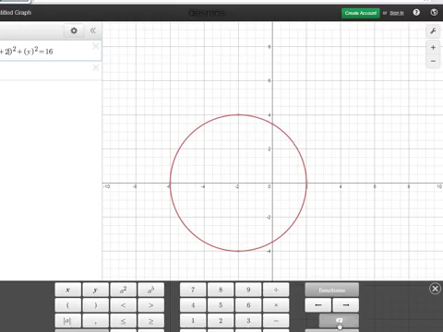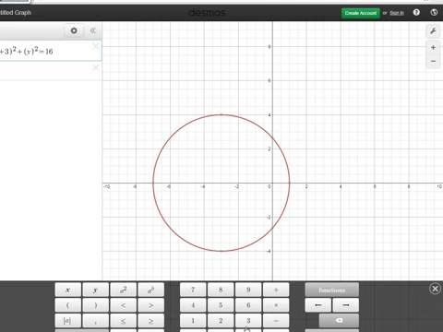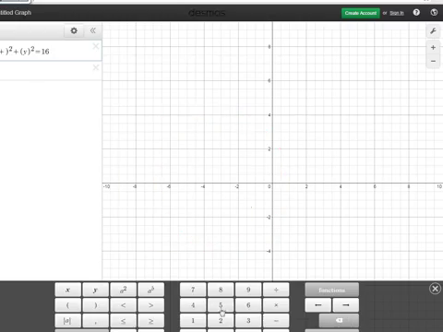Let's type in x plus 3. What happens? Moves it 3 spaces to the left. Let's type in x plus 5. Moved it 5 spaces to the left. Let's type in x plus 7. Moves it 7 spaces to the left.